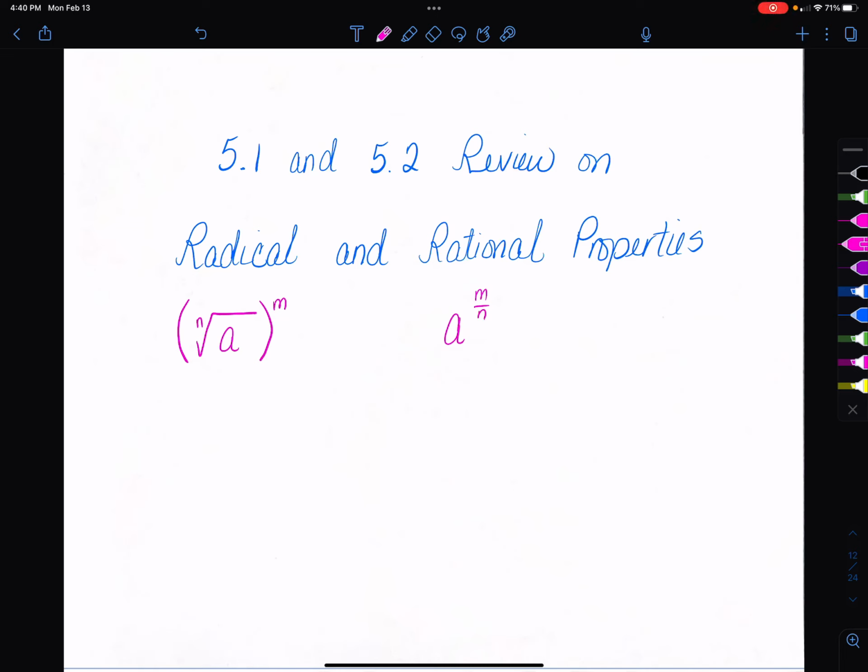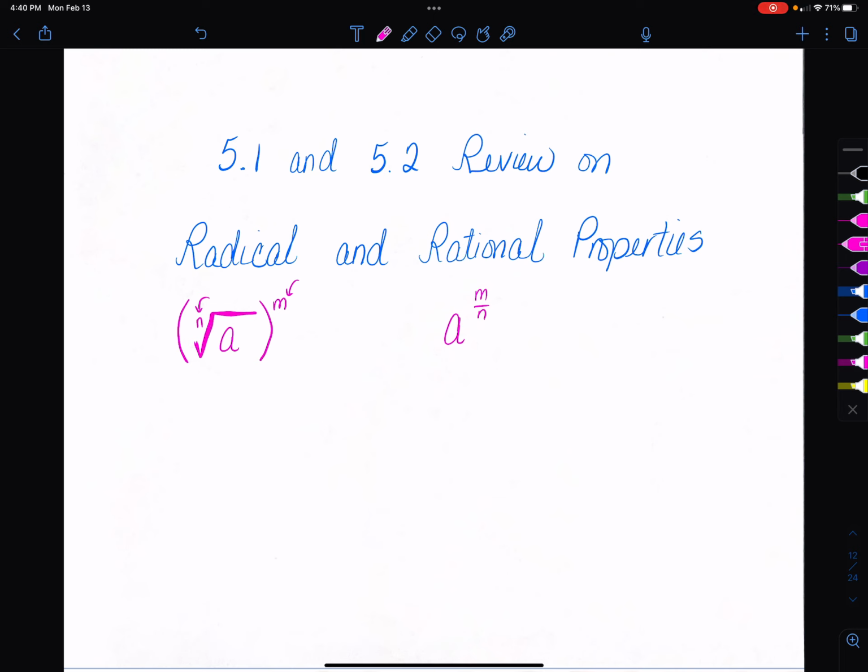Hi everyone, I'm going to go ahead and get started with the review on radical and rational properties. Now, what is the difference between a radical and a rational to begin with? A radical has a value underneath the radical sign itself and has a root or the index and has a power on the outside of the entire thing. The power can also sometimes be under the radical as well.